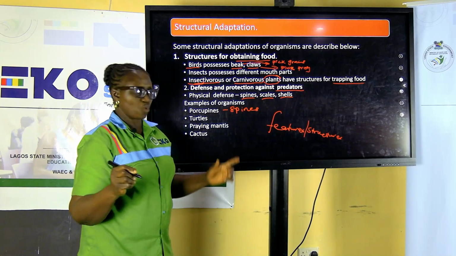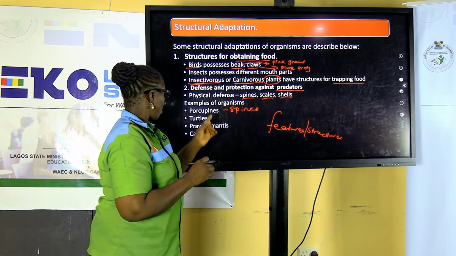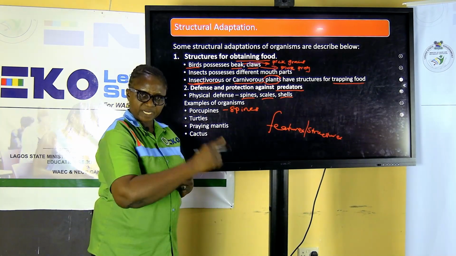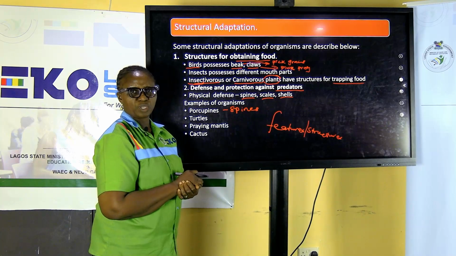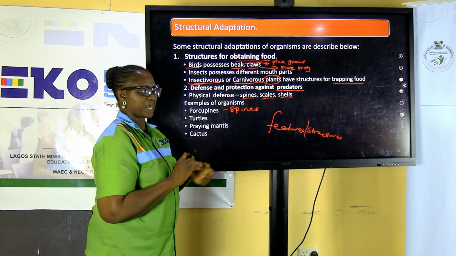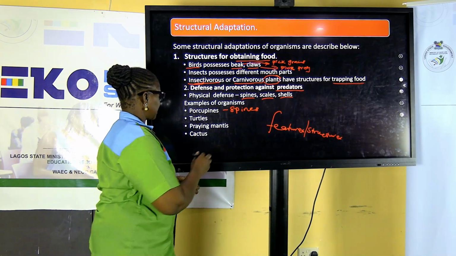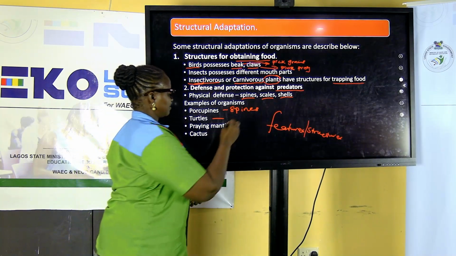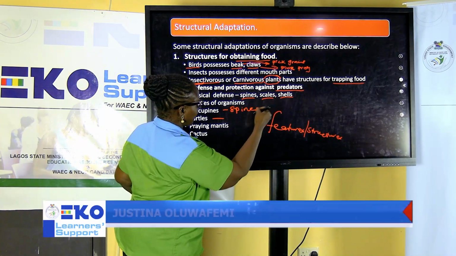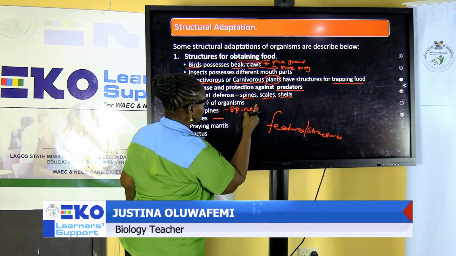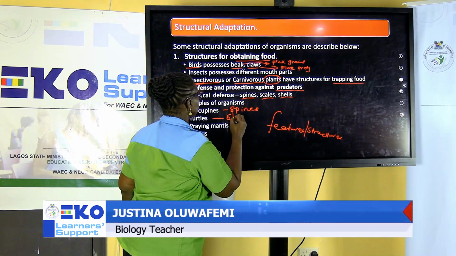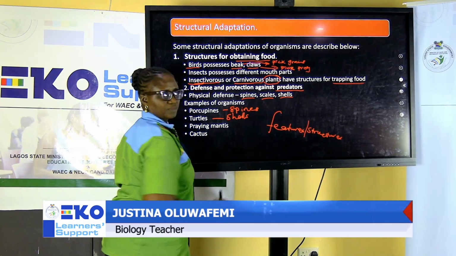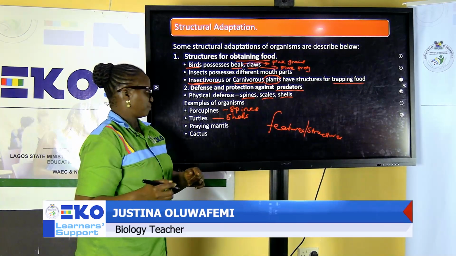If there is an attempt to prey on porcupines, what will they do? They roll into a ball, and what you just see on their body is a spine. No animal will want to pick it. We have turtles. What do we have in turtles? Can you write any of them? Okay, turtles, scales or shells? They have shells that are impenetrable by animals.